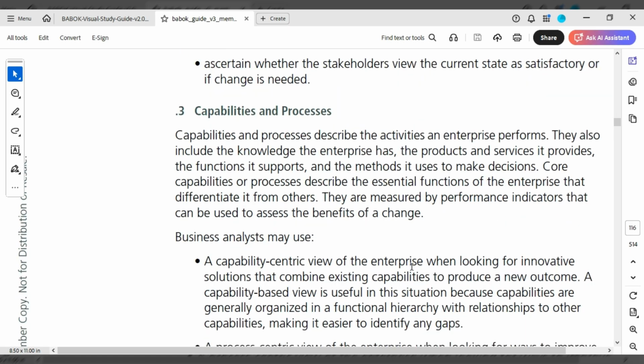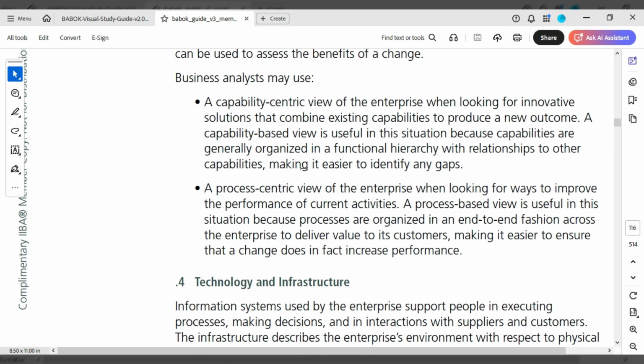Capabilities and processes. Capabilities and processes describe the activities an enterprise performs. They also include the knowledge the enterprise has, the products and services it provides, the functions it supports, and the methods it uses to make decisions. Core capabilities and processes describe the essential functions of the enterprise that differentiate it from others. They are measured by performance indicators that can be used to assess the benefits of a change. So, business analysts may use a capability centric view of the enterprise when looking for innovative solutions that combine existing capabilities to produce a new outcome. So, what can the organization do? So, you are also matching it with the solution or recommendation.